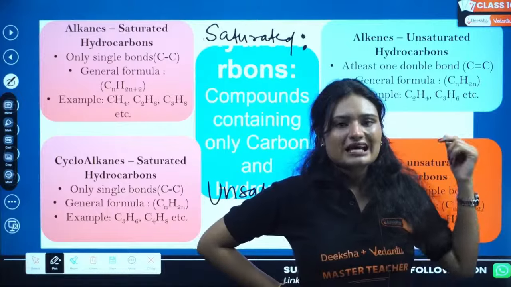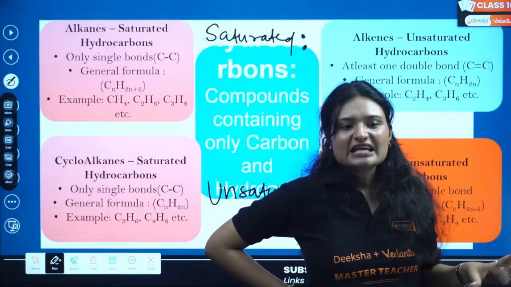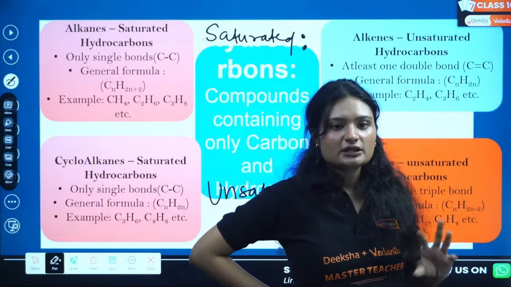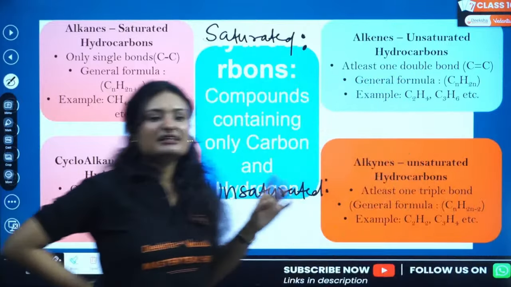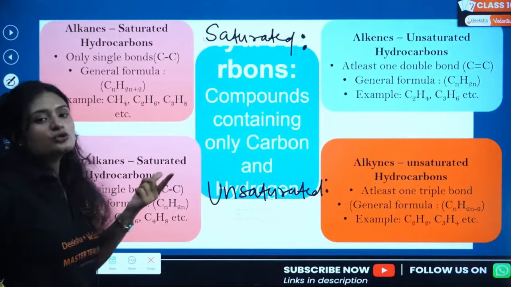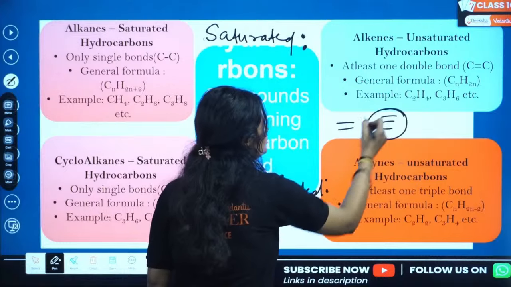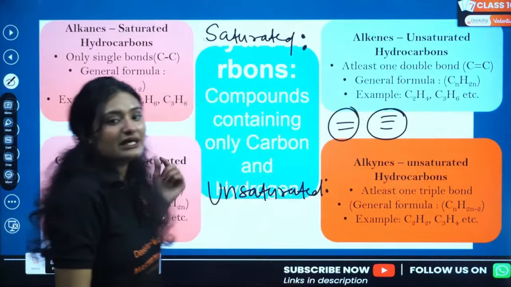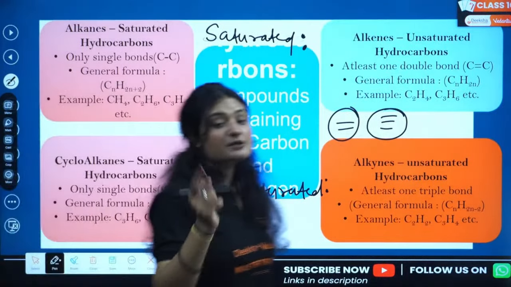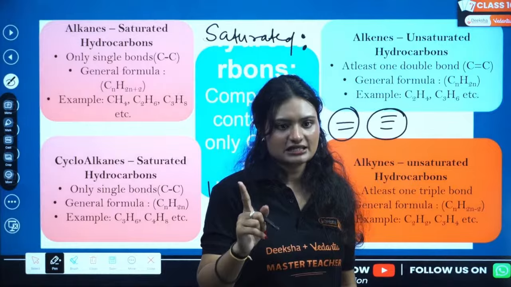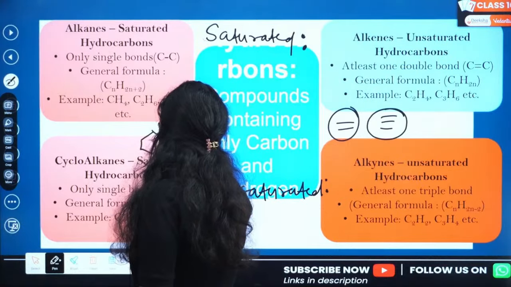Now, what is the general formula of alkanes? CnH2n+2, right? For cycloalkanes, the general formula is CnH2n. It is similar to that of alkenes, which is CnH2n, right? But there is a difference. In cycloalkanes, there is no unsaturation. A double bond or triple bond is called unsaturation. So the general formula is CnH2n because there is no unsaturation, but a ring is there. That is cycloalkanes. For example, you have cyclohexane, cyclopentane.